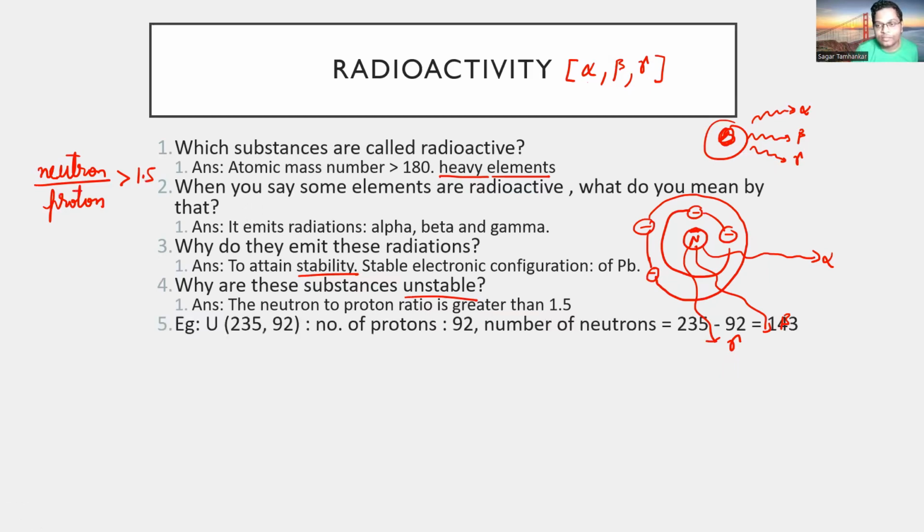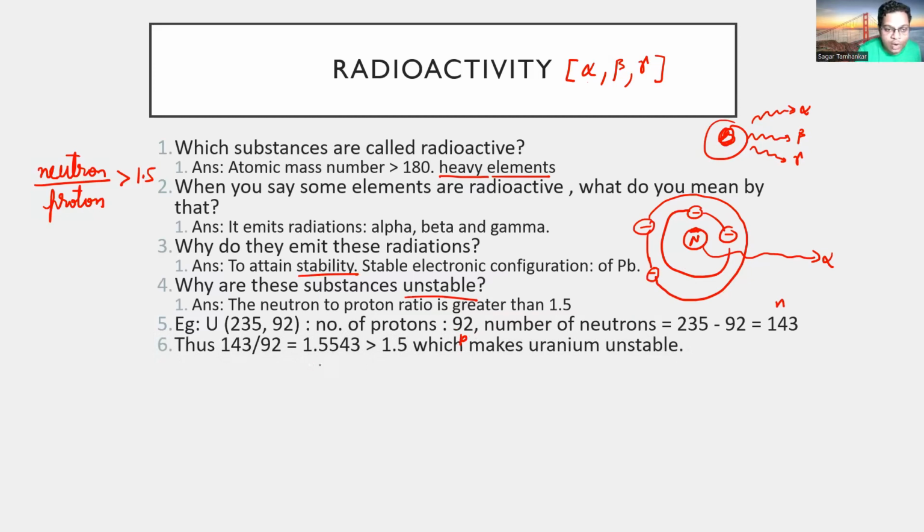Let me give you an example. In uranium, which is 235 and 92, there are 143 neutrons and there are 92 protons. So when you do the division, you get 1.55, which is more than 1.5. And this is the reason why uranium is unstable. Uranium has far too many neutrons than the number of protons it has. So that makes it unstable. And you will observe the same thing in all the radioactive substances.